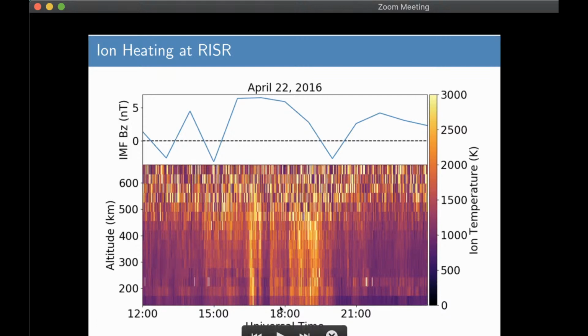This is near the noon sector. And up here, I also have the IMF-BZ component. You can see that, coincident with this heating event, you have this large period of predominantly northward IMF-BZ. So the question we wanted to address to start is how often do we see heating events like this at RISR, and are they in fact correlated with northward IMF-BZ?